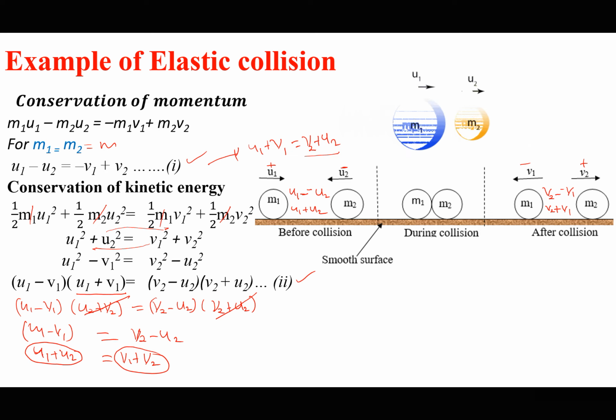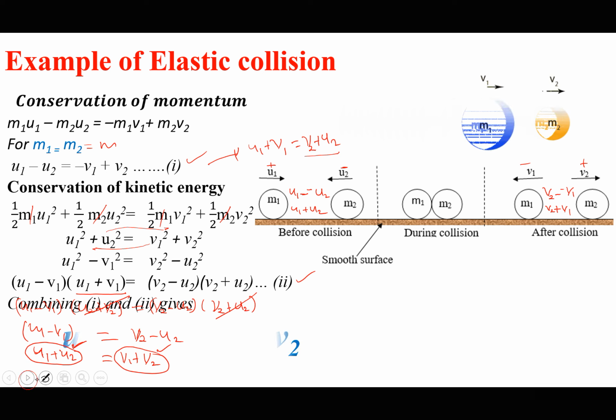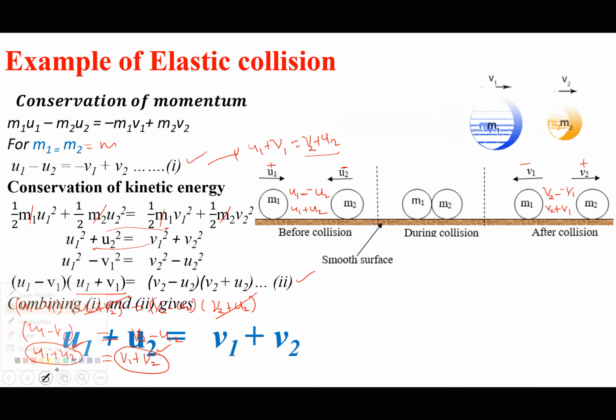So this is going to be called the relative speed. The word relative means a difference between two speeds, a difference between two quantities. Relative speed of approach is the same as the relative speed of separation. So when we combine equation 1 and equation 2, we come up with the fact that the relative speed of approach is equal to the relative speed of separation. That is for an elastic collision.